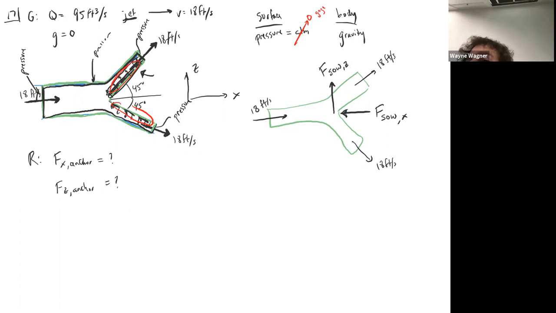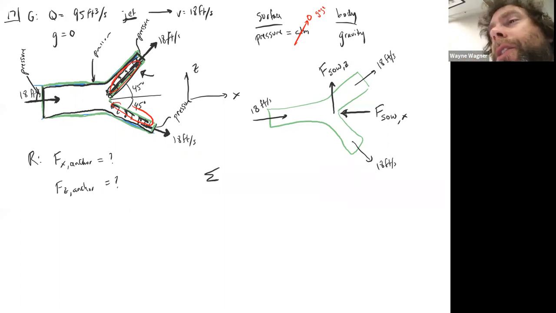So what we're going to do here is the momentum equation. There are lots of different ways to write it, and if you look through my notes, you'll see it a few different ways. I kind of like it like this. Oh, well, I put the arrow in the wrong spot.